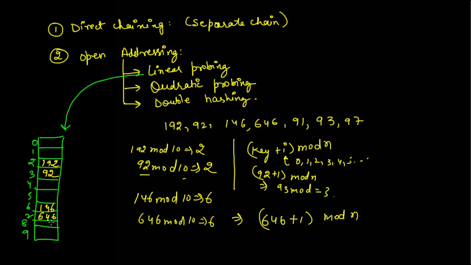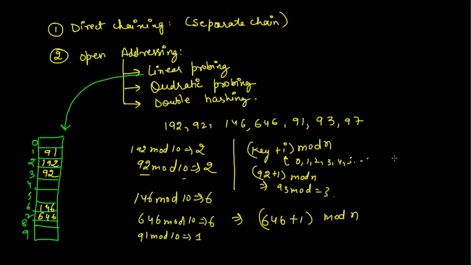Now the next value is 91. So if we do 91 mod 10, then we are going to get the value 1. Therefore this 91 will be stored at the index location 1. There's no problem in that case. Why? Because the index location 1 is already empty, right?